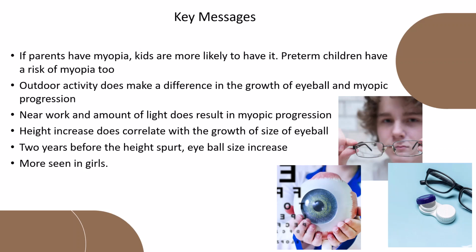And it is important to note what they found in the Singapore study, that 2 years before the height spurt occurs, eyeball size starts increasing. So before they actually have a physical growth in terms of height, you will see an increase in myopic spurt, more seen in girls, mainly because they tried to implicate that girls reduced their outdoor activity and physical activity, and that probably led to a higher spurt in the myopia groups.